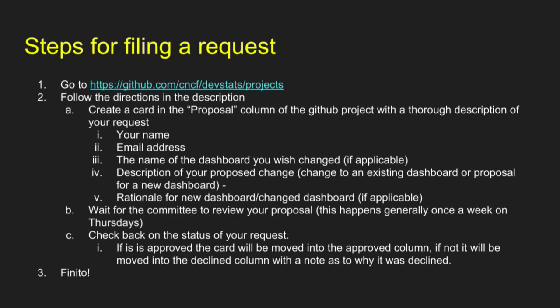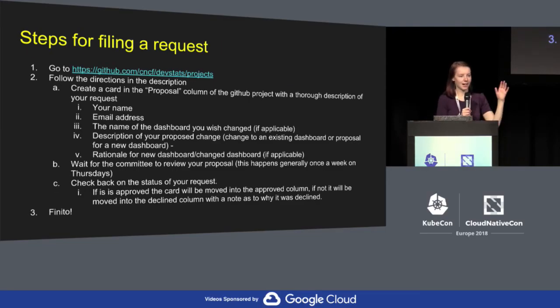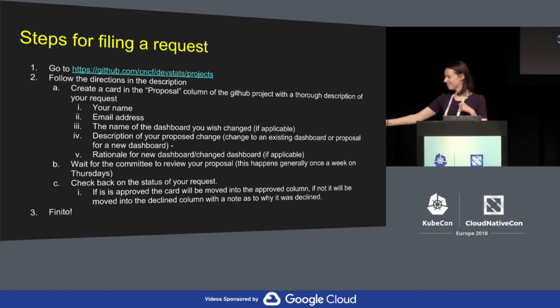This is the process. You create a card in the GitHub project with your proposal, and then you wait for the DevStats subcommittee to review it. We meet every week. It should be pretty fast. If it's approved, it'll be moved into the approved column, and then it'll be made into an issue and assigned to Lucas. If it isn't, there'll be a thorough explanation of why it wasn't approved in your card. And that's the project, and that's the process.